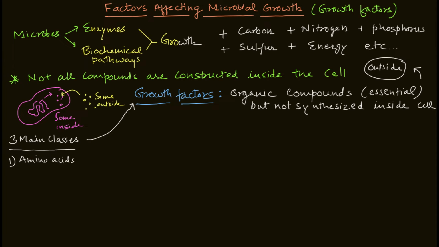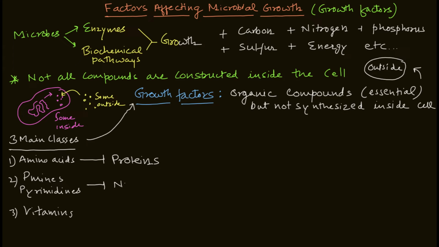First, amino acids. Then you have purines and pyrimidines. They are the important part of the nucleic acids. Then you have vitamins, and they are an important part of the enzymes and also for the various biochemical pathways. Amino acids, as I've already mentioned, are an important part of the protein. And then you have purines and pyrimidines. They are an important part of the nucleic acids. Further, vitamins. Vitamins are important.